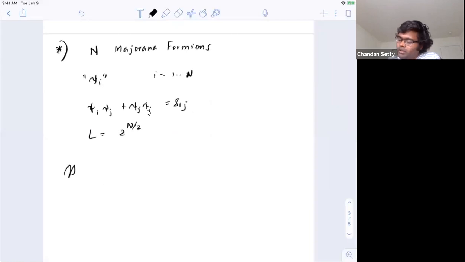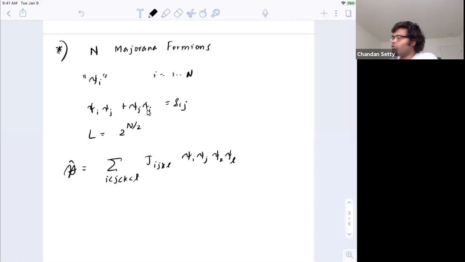The intractable part of the Hamiltonian in the SYK model is given by the following four-fermion term. In principle, you can write any number of fermions, but this is what they call the q equals 4 SYK model. And the important thing is that these J_ijkl are random numbers in such a way that the average value of these random numbers is zero, but the mean square average is some finite number.